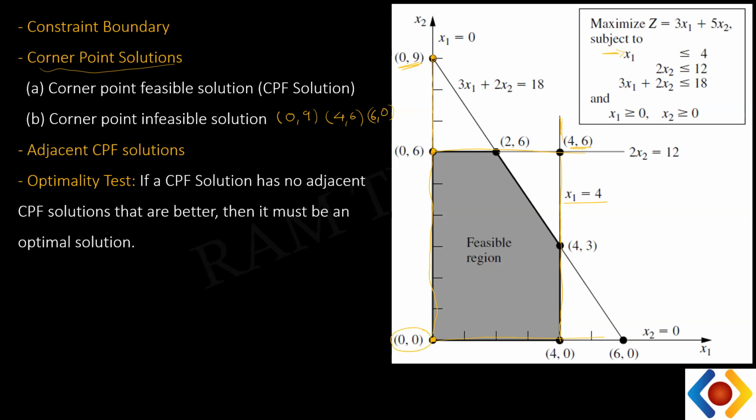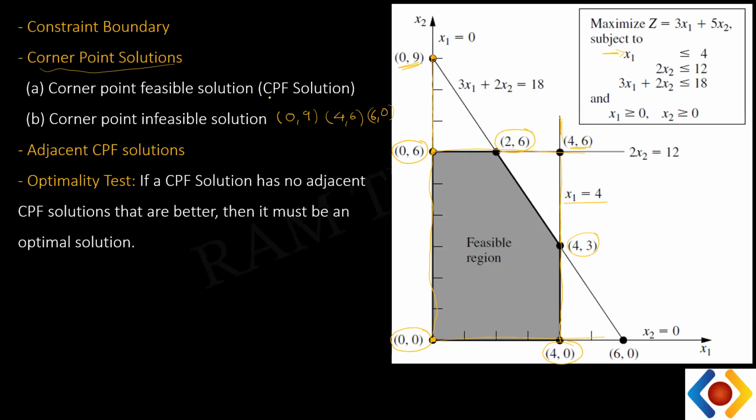0, 0, 0, 6, 2, 6, 4, 3, and 4, 0. Right. So we can divide these corner point solutions into two buckets. One is feasible solutions and the other is infeasible solutions.